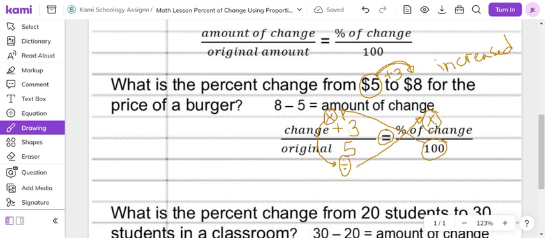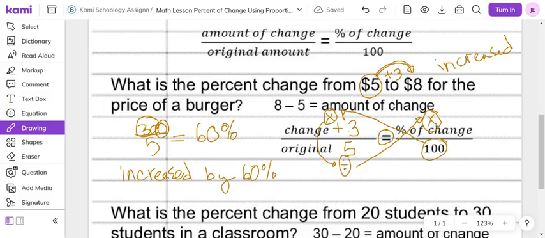So we have 100 times 3, which is 300, and then we're going to divide that by 5, and that will tell us what was the percent of change. So 30 divided by 5 is 6, 0 divided by 5 is 0, and that is out of 100. So now we can understand about how much that price changed for the burger. It was $5, now it's $8. So it increased in price by 60% from the original price.